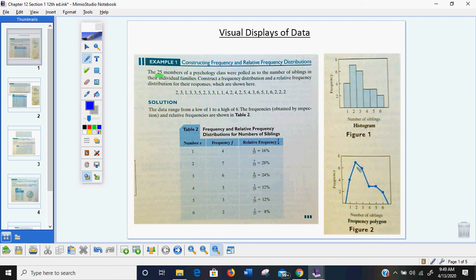Now the difference is here it's a line graph instead of bars. So after you get all your dots, you connect them. And they also connect it back to the x-axis in the beginning and the end, okay? Your left side, your frequency is the same, and your bottom, the number of siblings, is the same. But they made it into a line graph instead of a bar graph.